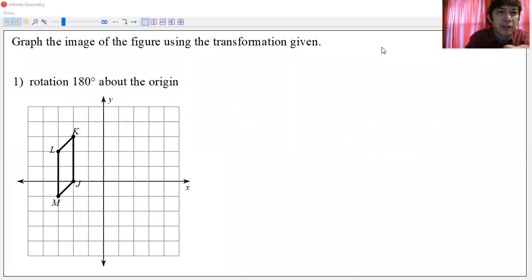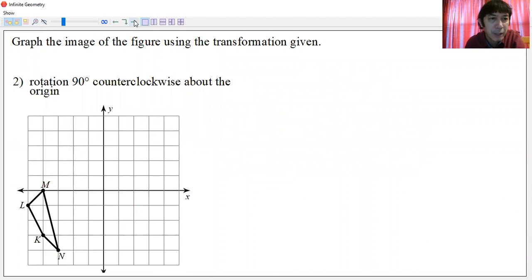Okay, here's the second. Rotation 90. Graph the image of the figure in the transformation. Rotation 90 degrees counterclockwise. Okay, counterclockwise. This means it's a positive 90 about the origin. So we're going to expect our pre-image rotated at positive 90. Let's start with the solution.